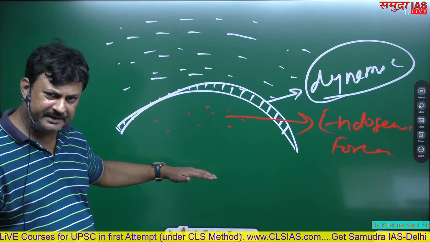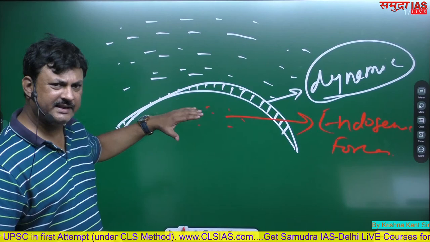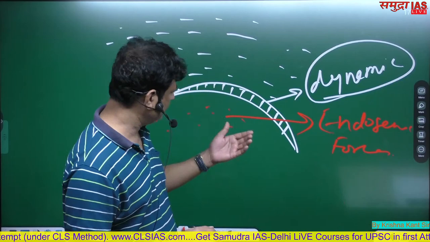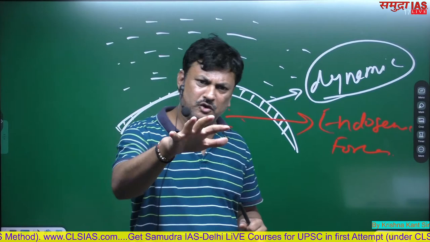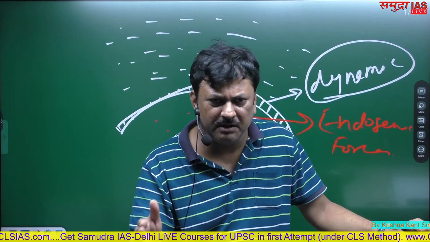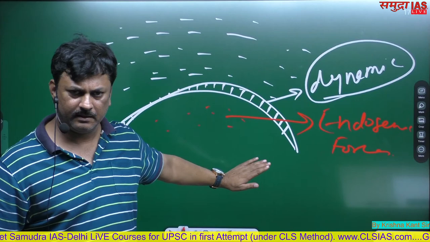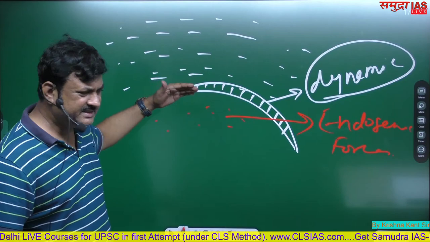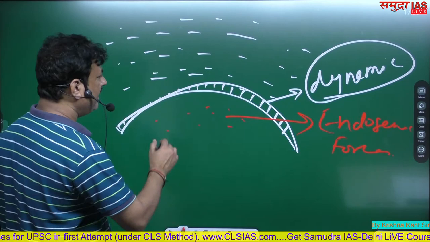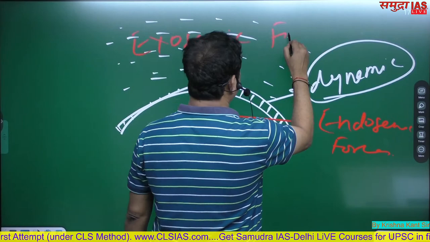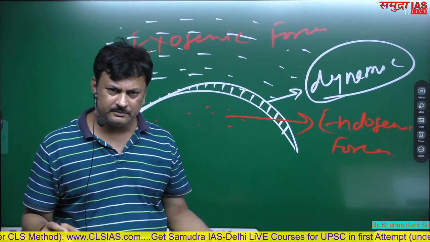Endogenic force or endogenic forces. These forces are responsible behind the creation of different types of landforms over the earth's surface. Mountain building, plateau formation, plain formation, all these are because of these endogenic forces. And another type of force which is acting on the crust is coming from the atmosphere, and that is called exogenic forces, like wind, moving water. So these are exogenic forces.